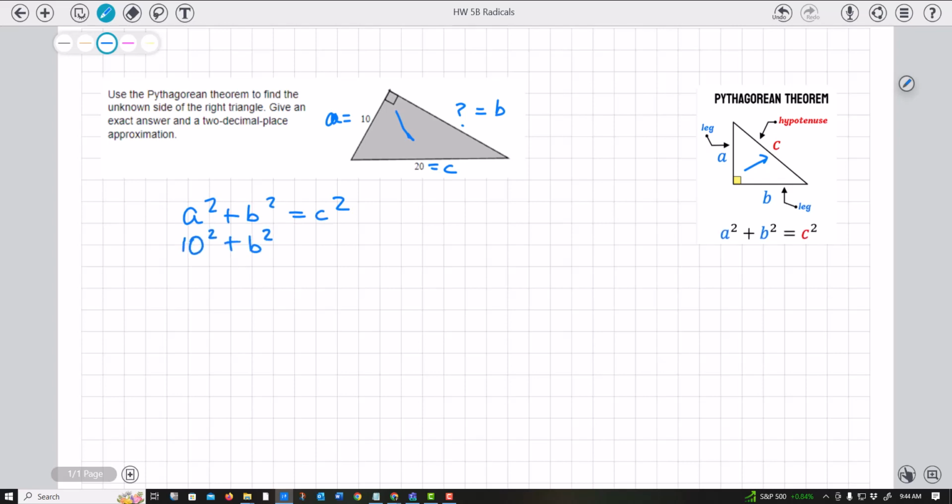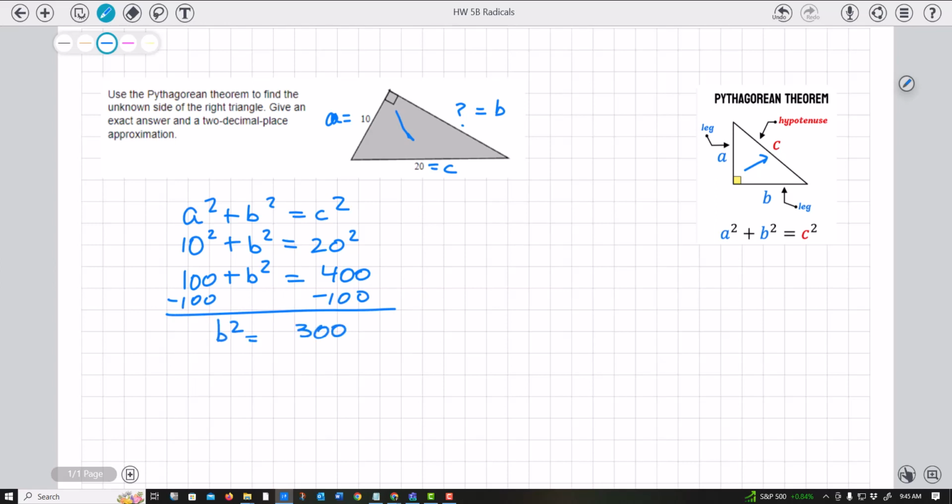So I'm going to solve. Basically I'm just solving for the other leg. I know 10 times 10 is 100. I know 20 times 20 is 400. Subtract 100 from both sides. And I get B squared equals 300.